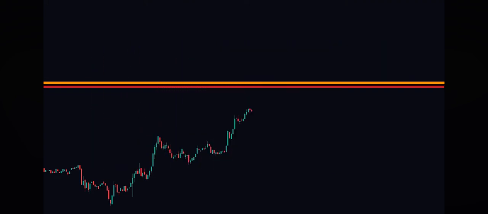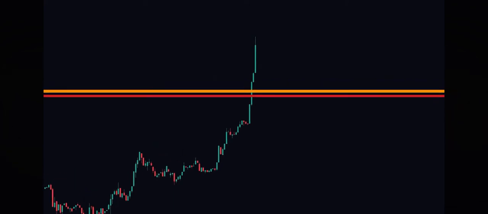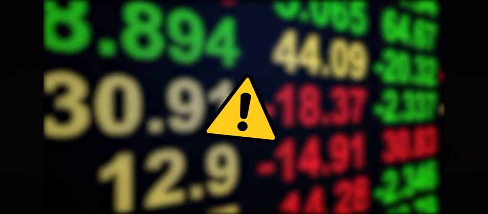Sure, this is a key resistance point, but who's to say price won't just break through it, like it does here, and then you end up with a losing trade. What you should be doing is wait for confirmation. One way to do that is like this.